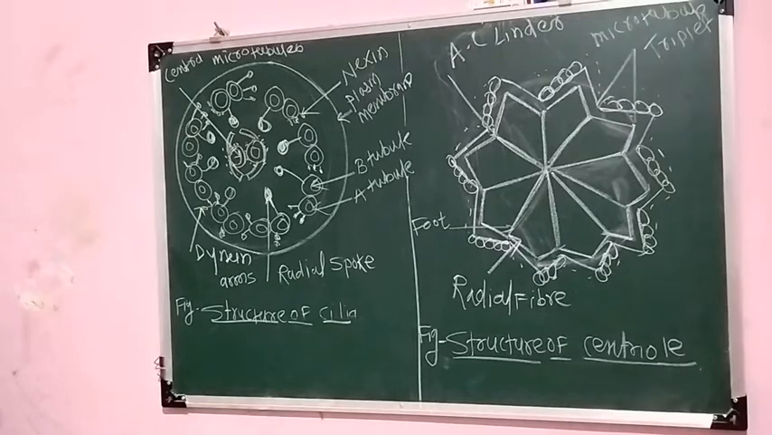As I said earlier, cilia is a hair-like structure, and this hair-like structure is a protoplasmic extension of a cell found on the cell surface. It is an extension of protoplasm. That's why the protoplasmic extension on a cell surface is called a cilia.